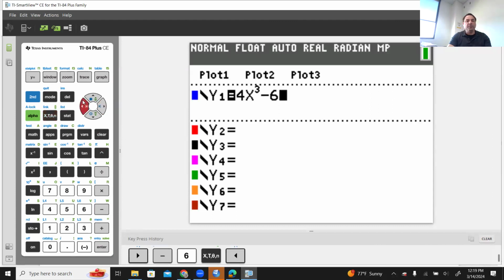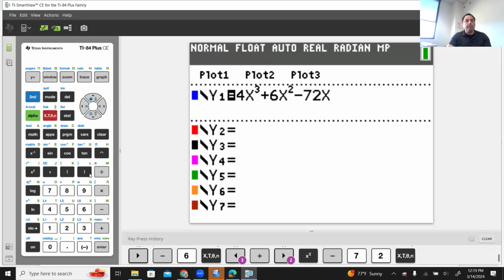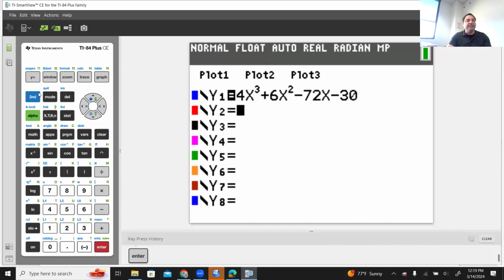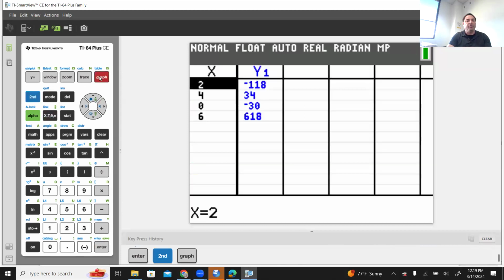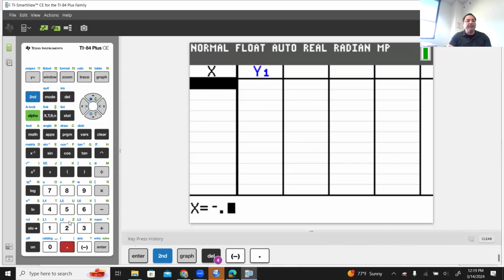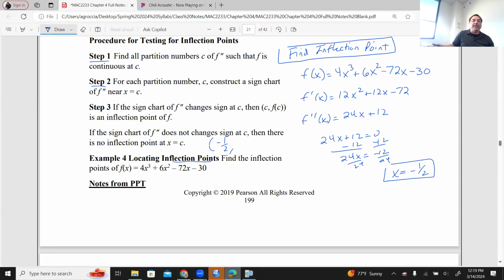Plus 6x squared minus 72x minus 30. Okay, then I figured out what the point is. It's negative 1/2. So I go to the table feature, second graph, delete, negative 0.5, or you can put a negative 1/2. It's up to you. And you get the result 7. Okay, so you found the inflection point, negative 1/2, 7.